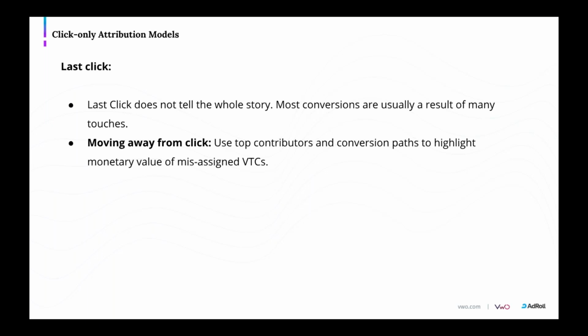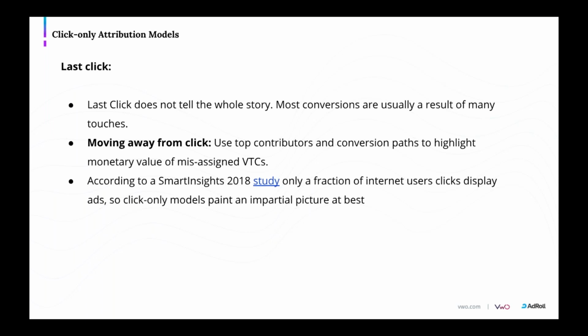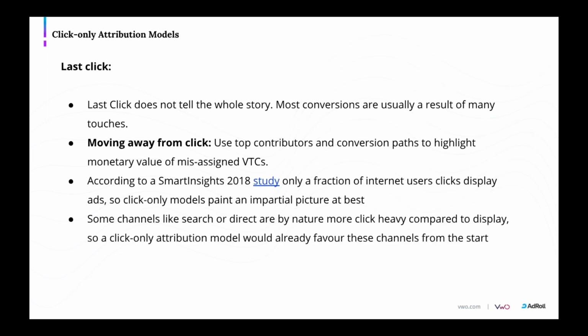And then once again, according to Smart Insights, only a fraction of these users are clicking, so it's giving you that impartial view. And that's because some of these channels, as I mentioned before, like search, are direct, or by nature more click heavy compared to display. And this really makes sense if you think about it. If you're scrolling through the New York Times reading an article, you're not trying to click out of the article. But when you are going to Google, you are purposely intending to click on one of those links, right? So that's why it would work for one platform and maybe not another.